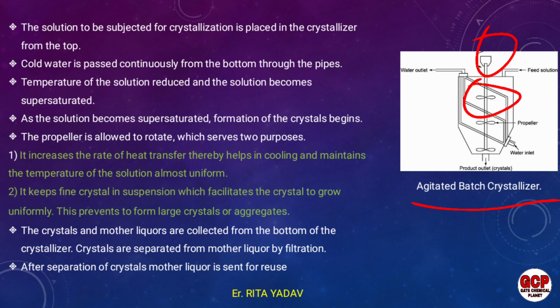Now the crystals and the mother liquor are collected from the bottom of the crystallizer. Here is the product outlet, and the crystals are separated from the mother liquor by filtration. After separation of the crystals, the mother liquor is sent for reuse. So this is the entire process of crystallization in the agitated batch crystallizer.